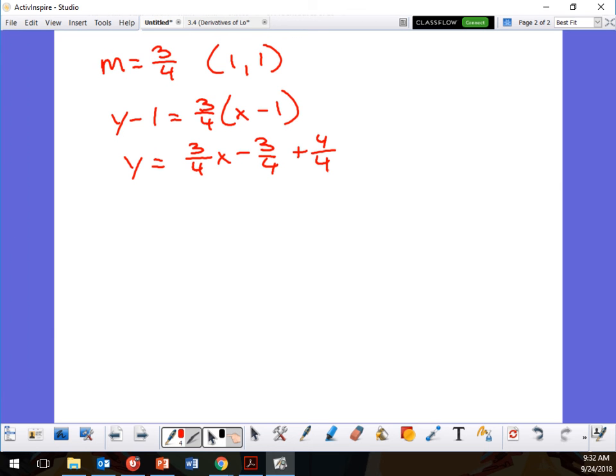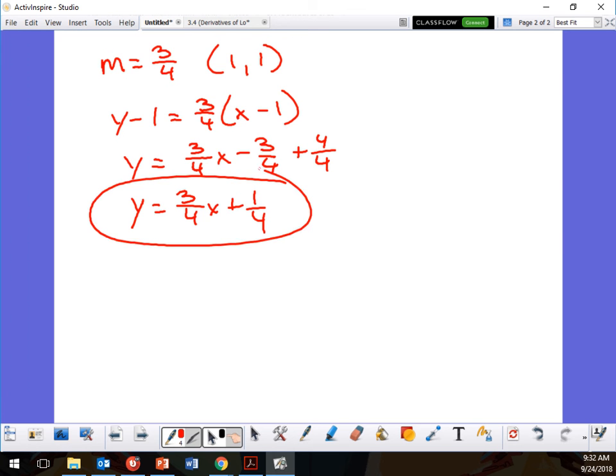Where did I get 4 over 4? The 1. So I added 1 to both sides, right? I added 1 here, and I added 1 here, and my 1 is 4 over 4. And I like fractions, because I could just make them work. All right, so for this one, it's going to give me y equals 3 over 4x plus 1 over 4 is the equation of the tangent line.